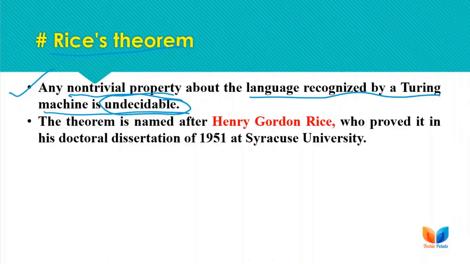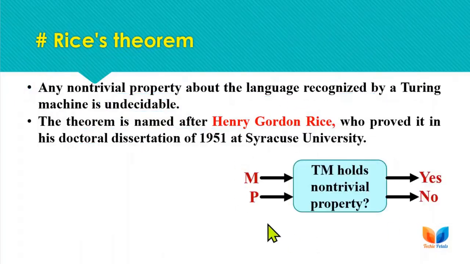This theorem is named after Henry Gordon Rice, who proved this theorem in his doctoral dissertation of 1951. So here, like the halting problem and the PCP problem, we cannot say that there may exist an algorithm or a machine that can predict whether the Turing machine will hold this non-trivial property or not.